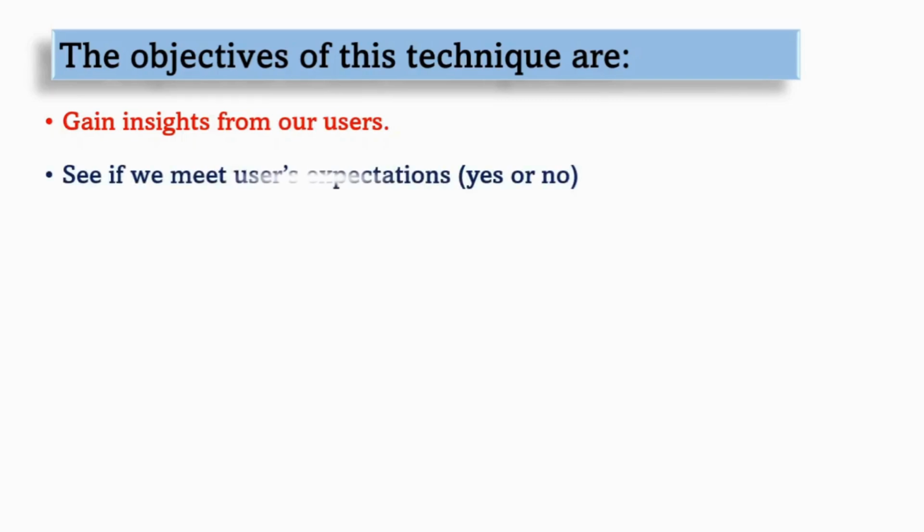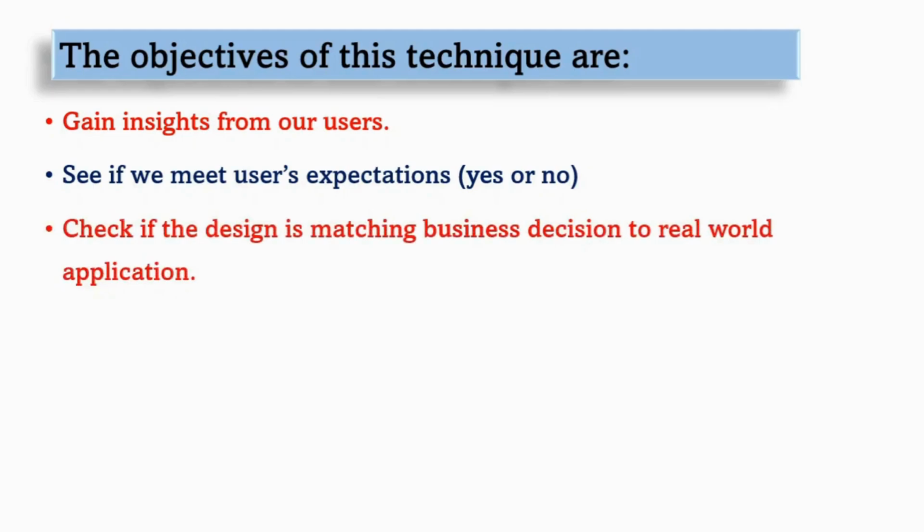Now the second objective: see if we meet users' expectations, in terms of yes or no. The next objective is to check if the design is matching the business decision to real-world application. Every product is designed to enhance the business of any corporate world. So to enhance the business decision, we have to check whether your designed product is matching the real-world application.